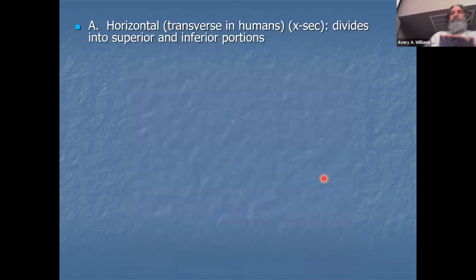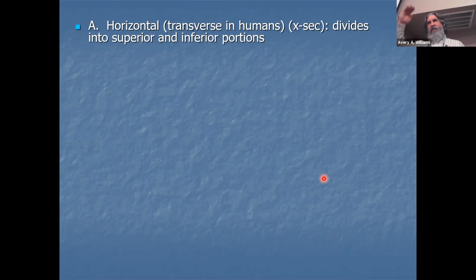So the horizontal plane, or the X axis, that's horizontal, right? And so if you cut along the plane horizontally, that's a transverse section. In humans, it's called transverse. Or if you section the individual and you have a superior and inferior portion, a top and a bottom half, that would be a horizontal section or a horizontal plane.